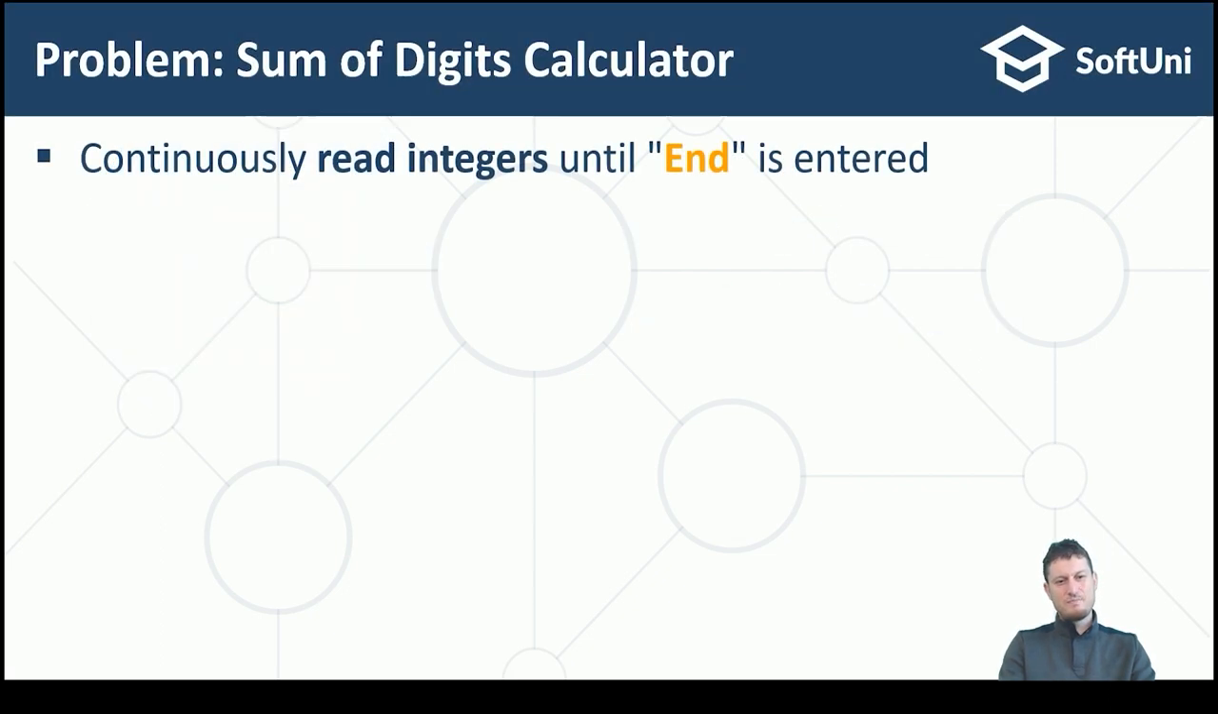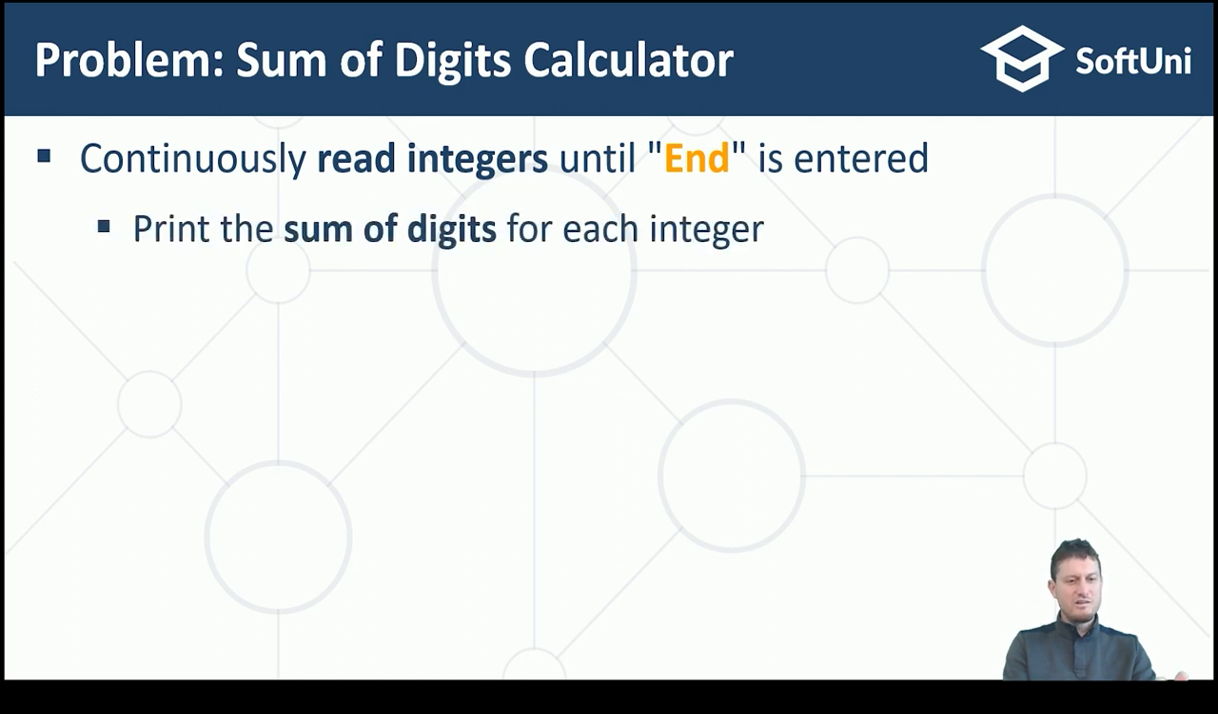Let's see this. We want to implement a sum of digits calculator. This program reads integers until end is entered. So it reads, for example, 5, 10, 20. Finally, if you put end, the program will stop. For each integer, we need to calculate the sum of its digits and print it. Finally, we print goodbye.